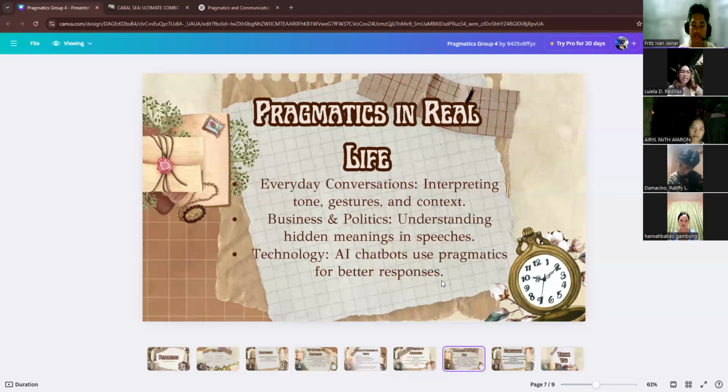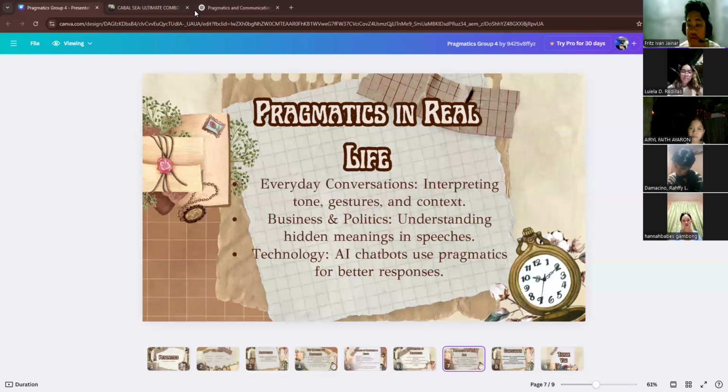In essence, the slide emphasizes the importance of pragmatics in various aspects of real life communication, from everyday interactions to complex political and technological contexts. The visual design of the slide, using a vintage aesthetic, adds a stylistic element but doesn't affect the core message. Thank you. That will be all my part.